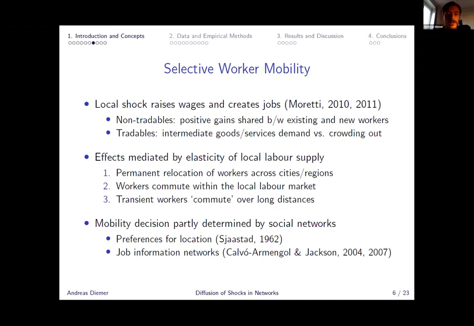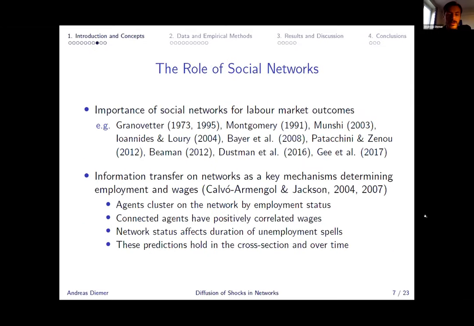And I think the key economic channel, without going into too much detail for the sake of time, is really this idea that worker mobility is selective. And the way I think about this is that the mobility decision is partly determined by how likely a worker is to receive information about new job opportunities. And this is a model that's been developed. It aligns with a model developed by Calvó-Armengol and Jackson, both for wages and employment. The model essentially predicts that because of these information transfers, there will be a positive correlation of employment status and wage levels in the network due to workers passing on information to each other. And more in general, there's an established research tradition in economic sociology, economics, and economic geography that considers the role of social networks for labor market outcomes.